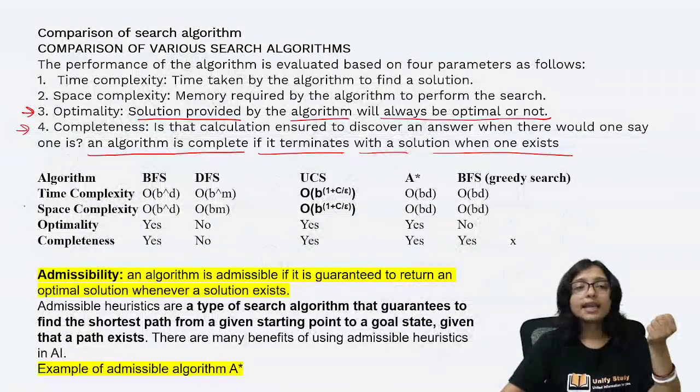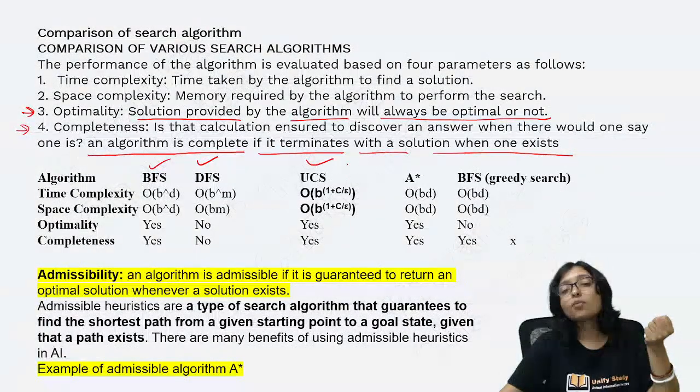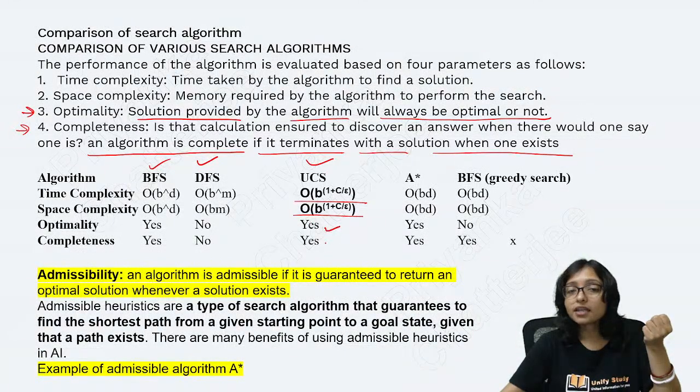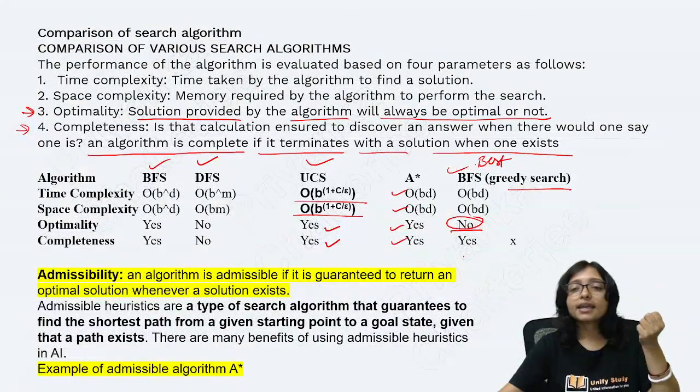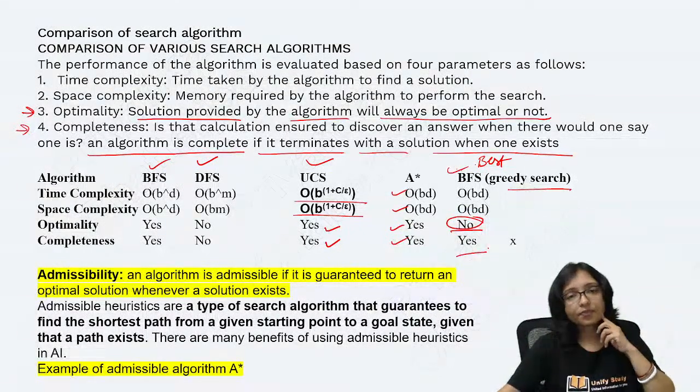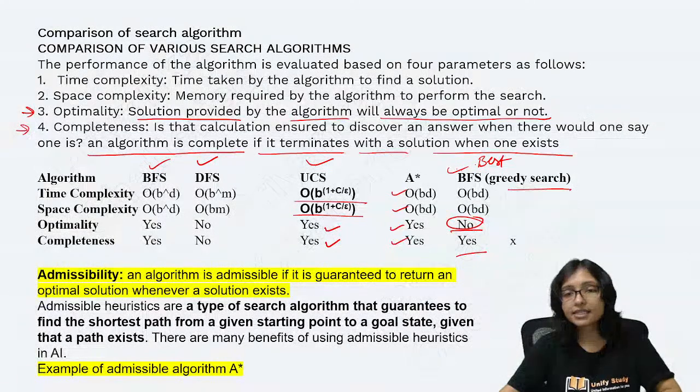Here are some other algorithms. BFS and DFS I already told. Uniform cost search: this is the complexity, and it is optimal and complete also. A star algorithm: this is the complexity, and it is optimal and complete also. Greedy best first search: this BFS means best first search, not breadth first search. Optimality: no, not optimal. And completeness: yes.